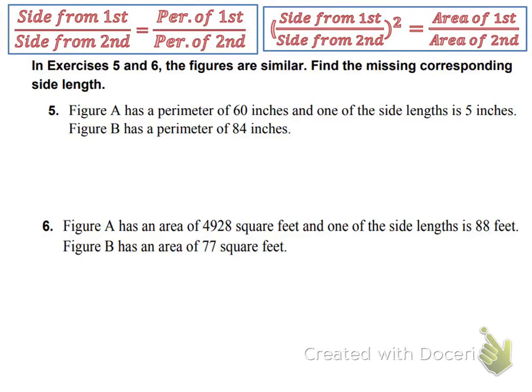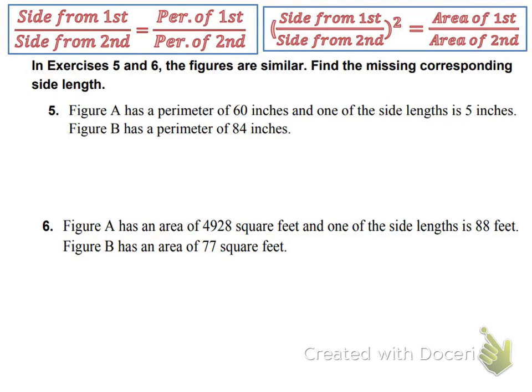But I wrote the formulas at the top to remind you. For perimeter, we take a side from the first over side from the second, and it is equal to the perimeter of the first over the perimeter of the second. Area is the same. What is the only difference in the formula? Squared. The sides are squared.